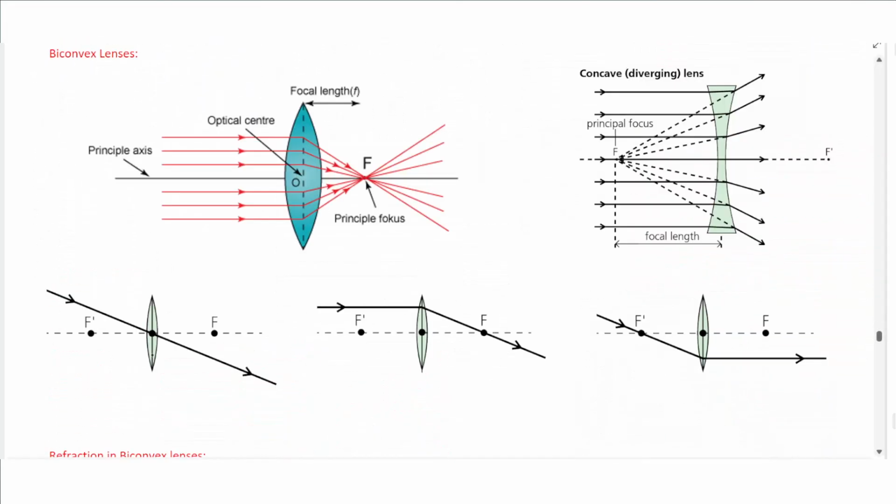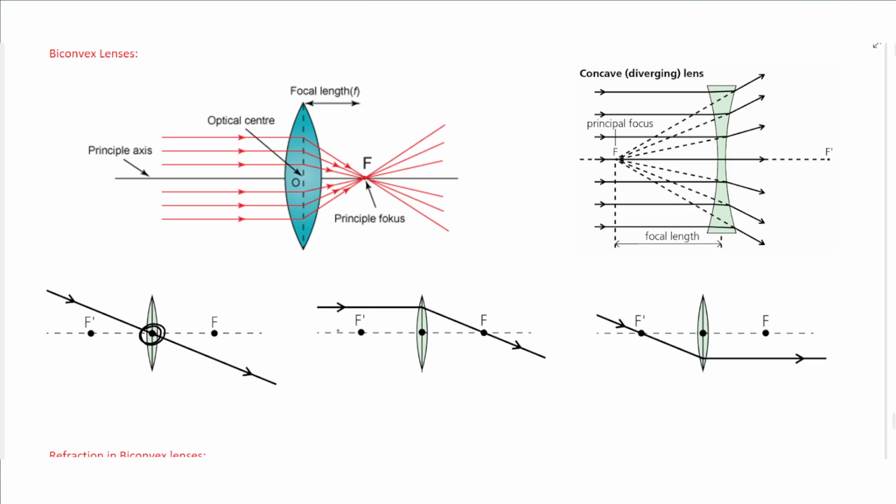Now we go to lenses. We have two types of lenses, a biconvex lens and a biconcave lens, and we have to memorize three types of rays for the convex lens. If a ray is incident on the optical center of the lens, which is at the center of the lens and on the principal axis of the lens, which is perpendicular to the curvature of the lens from both sides, this ray does not bend at all. It goes straight through the optical center and in the same direction through the other side.